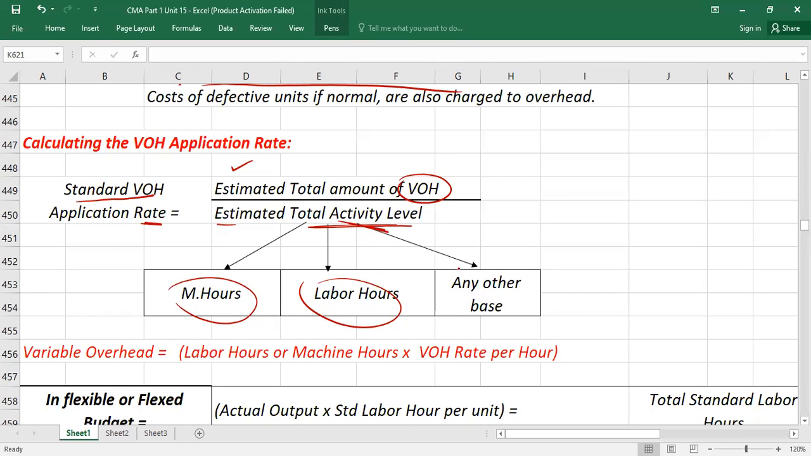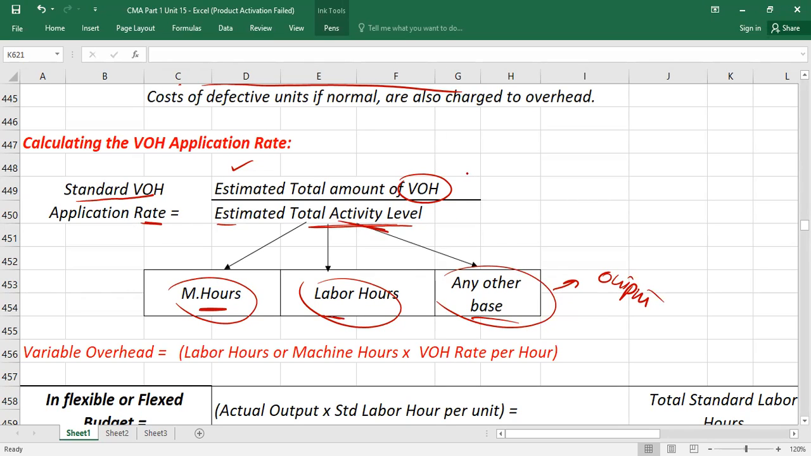And the third base could be what? Any other base, for example, output. Maybe we can calculate this rate based on output, production. Understood? There are three common bases you can use. Don't worry, in your exam question, he will tell you which base you have to use: machine hours, labor hours, or output. Understood?